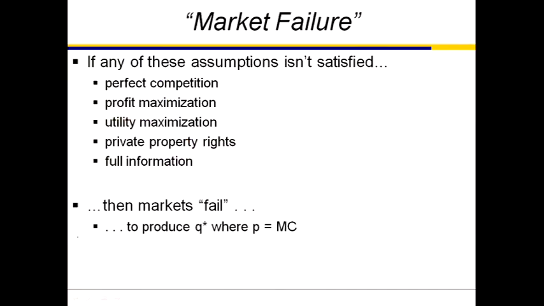We saw that if any of these assumptions isn't satisfied, perfect competition, profit max, utility max, private property rights, full information, if any of those 5 is not satisfied, then economists say that markets fail, not in the sense that markets seize up and cease to exist, but in the sense that they don't produce the quantity where price equals marginal cost. We looked at several cases of market failure.